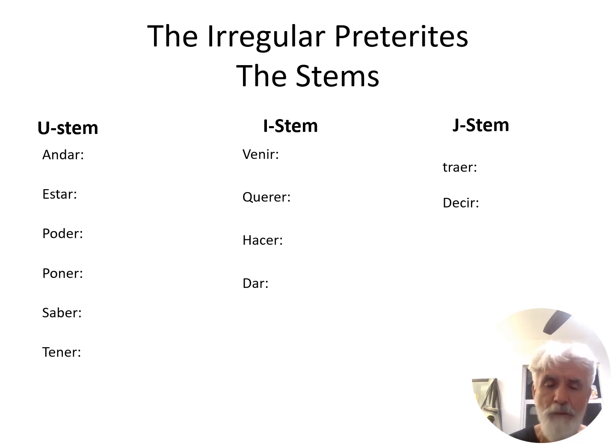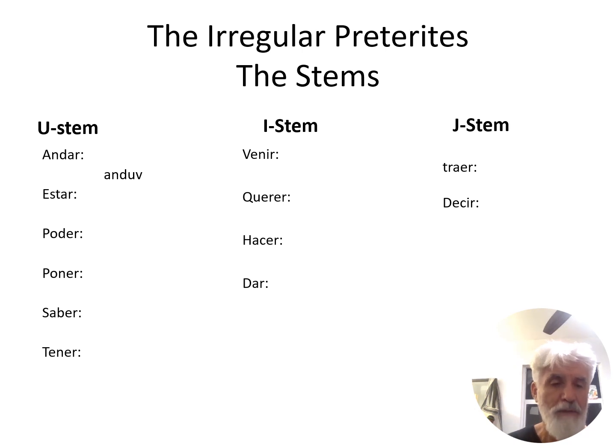Let's look at the I stem verbs. Venir, to come; querer, to want, okay, I wanted; hacer, the verb to do or make, again, a very common, important verb; and finally, dar, to give. And then let's look at a couple of J stems. Traer, to bring, and a very commonly used verb, decir, to say. So let's take a look at these.